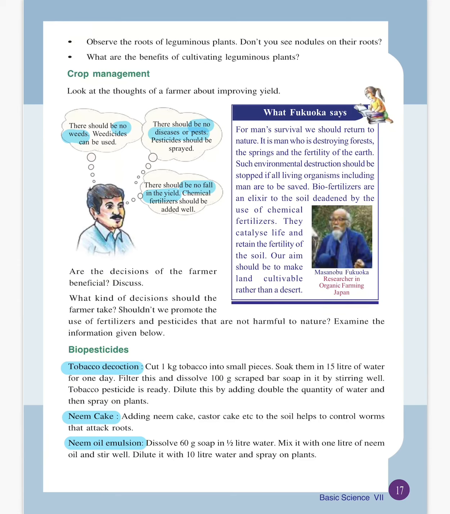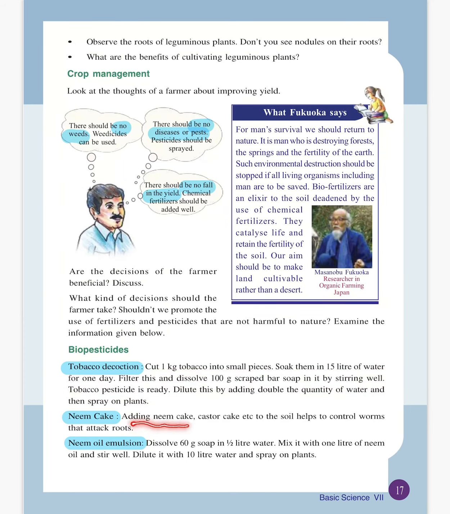Now what is tobacco decoction? Cut 1 kg tobacco into small pieces. Soak them in 15 liters of water for 1 day. Filter this and dissolve 100 grams scrapped bar soap in it by stirring well. Tobacco pesticide is ready. Okay.